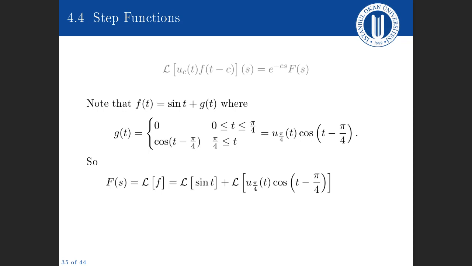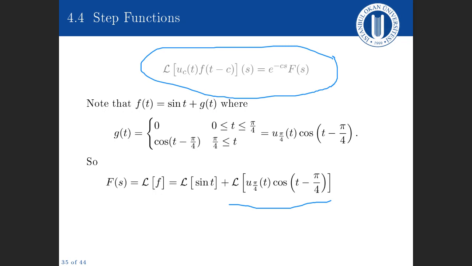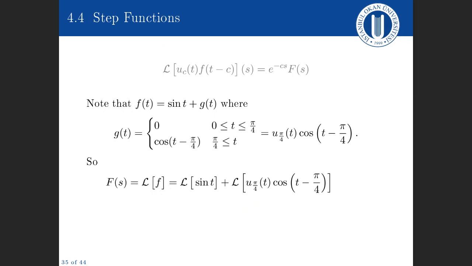So capital F, the Laplace transform of small f, must be the Laplace transform of sine t plus the Laplace transform of u pi over 4 cos t minus pi over 4. And for the last term, we're going to use the formula at the top. Check. First, we have the same number. There's pi over 4 and there's pi over 4. So we can use this formula.